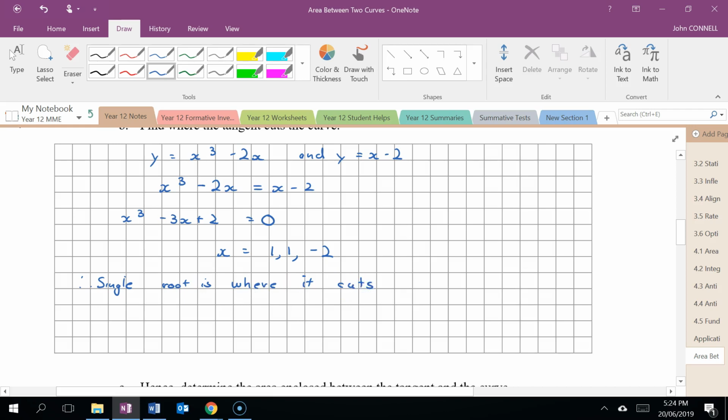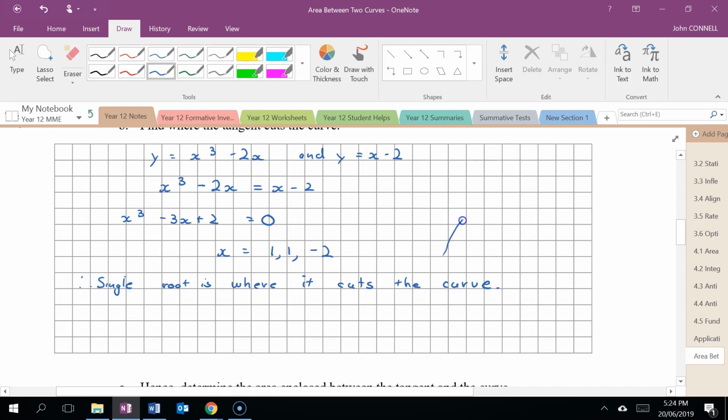The double root is where it touches the curve, so that's where the tangent is formed, and then the single root is where it cuts the curve. If you want something similar to compare that against, when quadratics touch the x-axis, we get a double root at that point. When they cut the x-axis, we get a single root. So it's the same idea here, where we get a double root is where the tangent touches the curve, where we get a single root is where it cuts the curve.